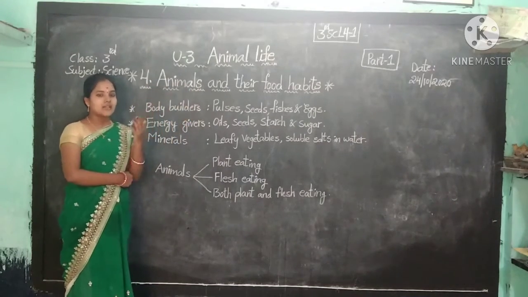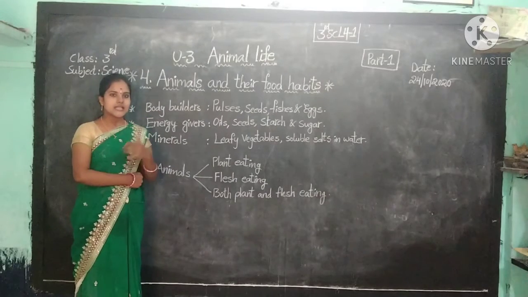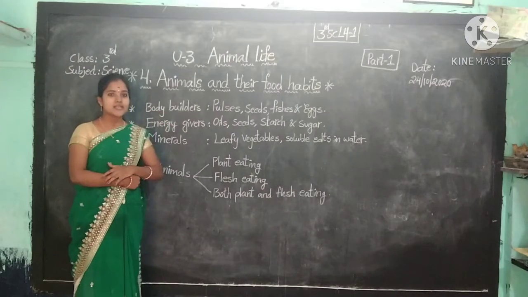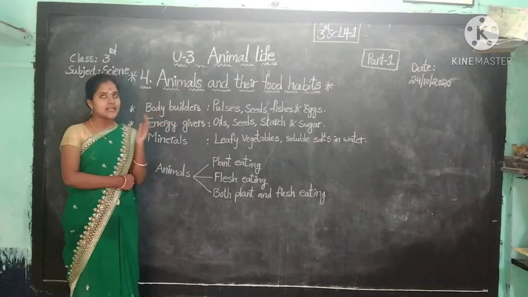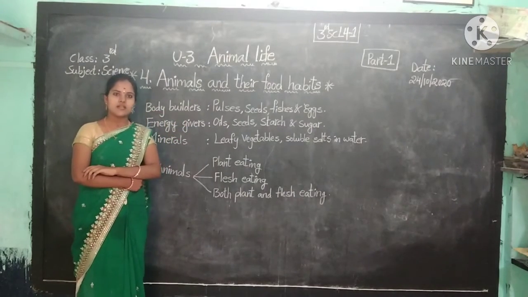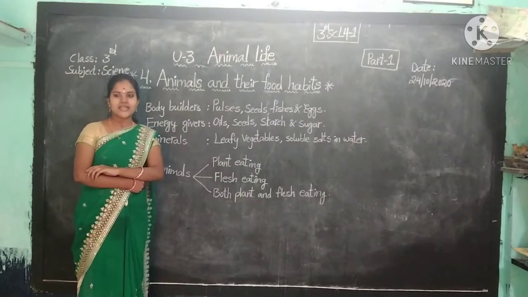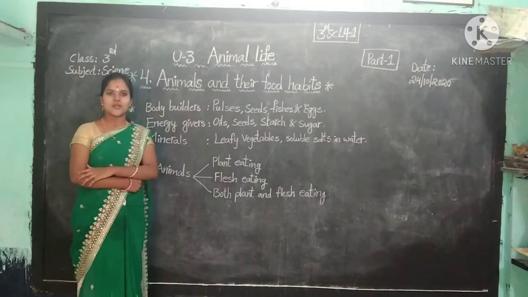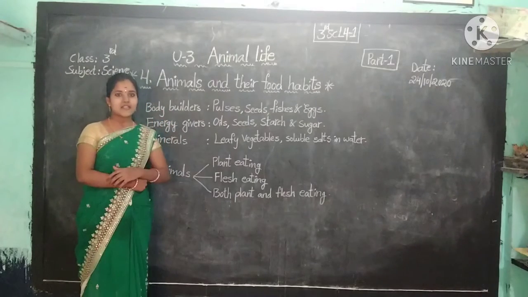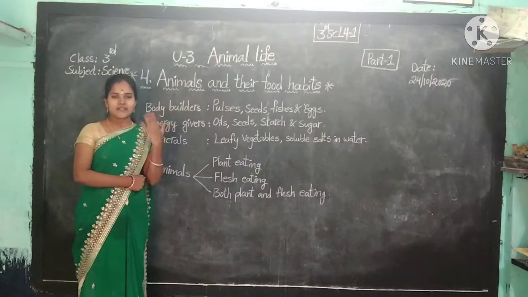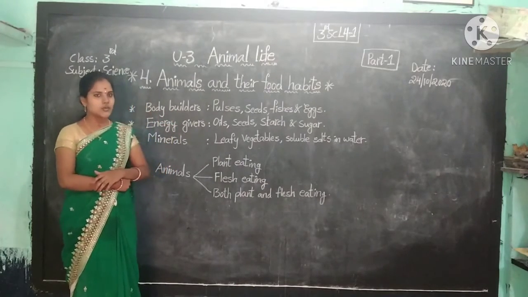Okay, there are various kinds of animals in this world. Yes or no, children? There are various kinds of animals in this world. Children, have you ever visited a zoo? How many of you visited the zoo, children? Oh, very nice. Almost all have visited a zoo. There are many different kinds of animals in the zoo. Yes or no, children? Yes, there are many different kinds of animals in the zoo.